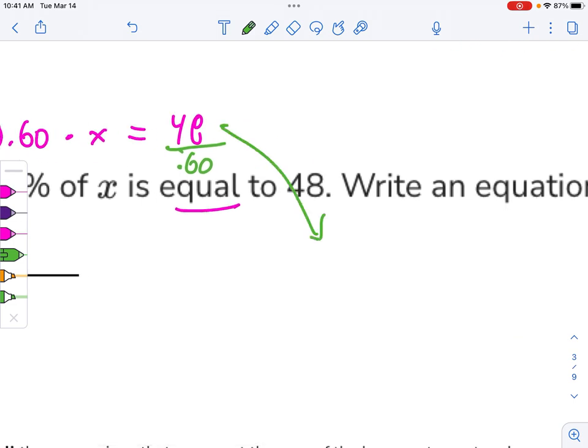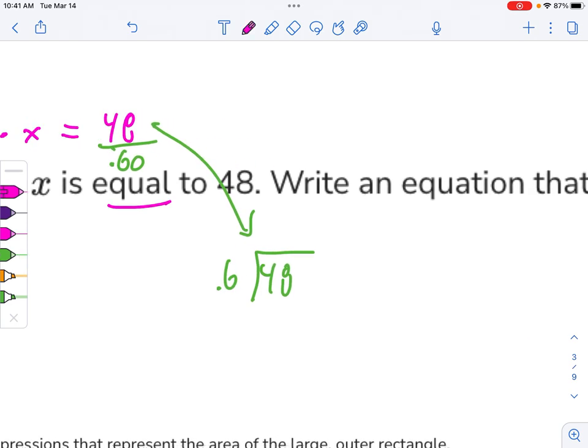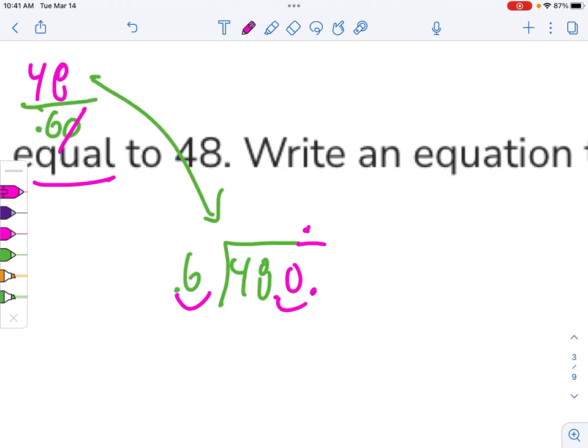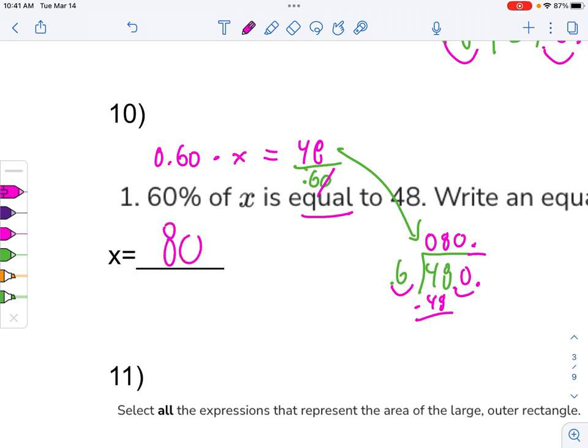Okay, so I'm gonna come down here, I'm gonna take 48 divided by 0.6. Now I could do 0.60, but I'm gonna simplify it and knock that 0 off to keep it a little easier for me because I don't need it. Move the decimal over 1, move the decimal over 1, and put it up in my answer. And I can solve. 6 goes into 4 0 times. 6 goes into 48 8 times, with no remainder. 6 goes into 0 0 times. So let's put my answer in here as x equals 80.